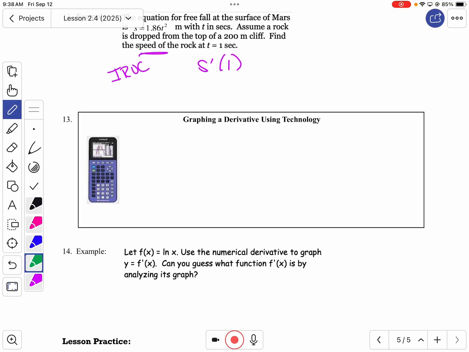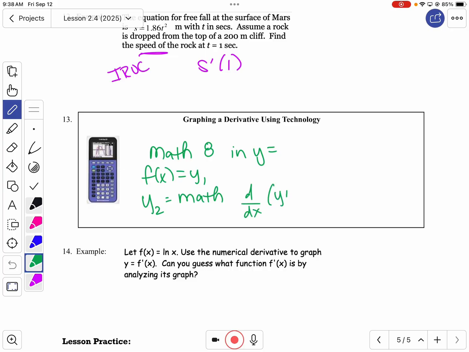If we want to graph a derivative, good news, math 8 in y equals. All right, it works. Sometimes you're going to need to do multiple derivative graphs. Okay, that's possible. Or if, let's say, we're doing a multi-part question where I need the function and I need the derivative, you could also put your f of x in y1. And then in y2, you could do your math 8 and just put in the parentheses y1.